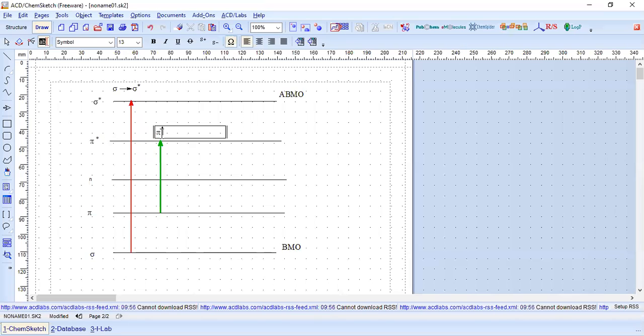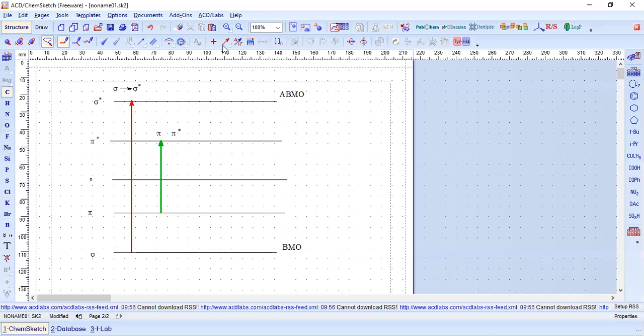Pi cannot enter into the sigma; that is the selection rule. If you are studying the electronic transitions, what is this? This is electronic spectroscopy. What is the name of this spectroscopy? Electronic spectroscopy. This is the pi to pi star transition.